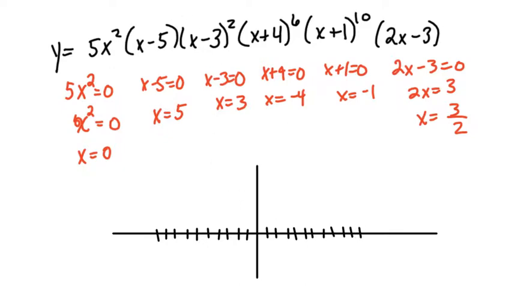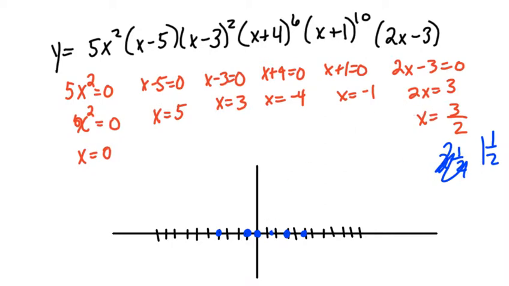Okay, now let's go ahead and sketch the x-intercepts. So I'd have one at 0, one at 5, one at 3, -4, -1, and 3 over 2, which is 1 and 1/2 there. So 3 divided by 2 is 1, and I'd have 1 left over. So that's where that goes.